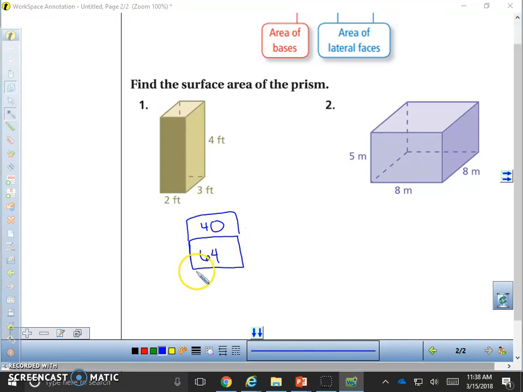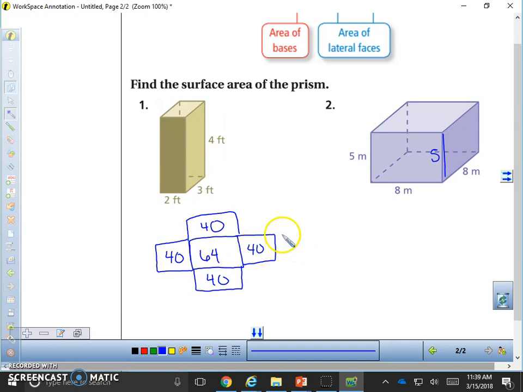And then we have another lateral face that's also going to be 40. Okay. And then let me go to that 8 times 5, because this is the height of 5 right here. And 8 times 5 again is 40. And then the opposite side of it is also going to be 40. I have one base. I need the last base, which is 64. This is our net. Now we're just going to go through and add them all together.